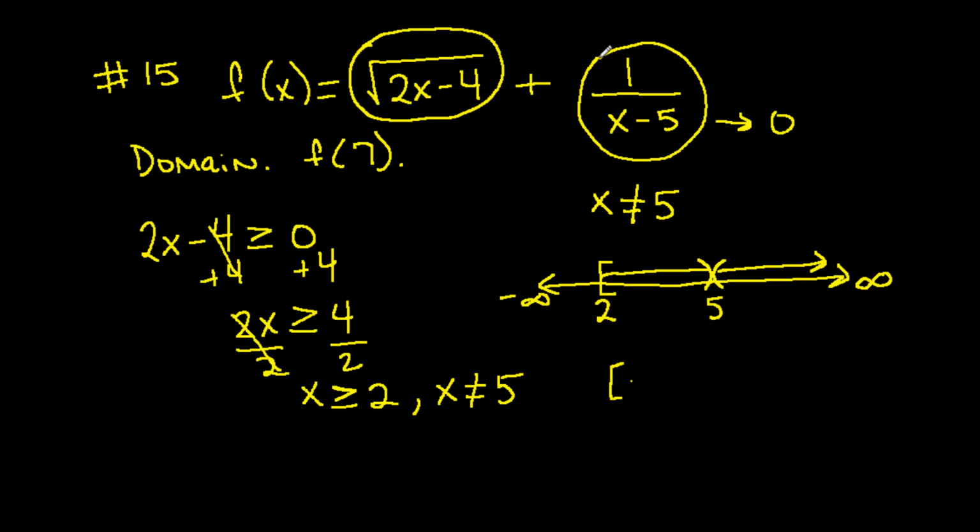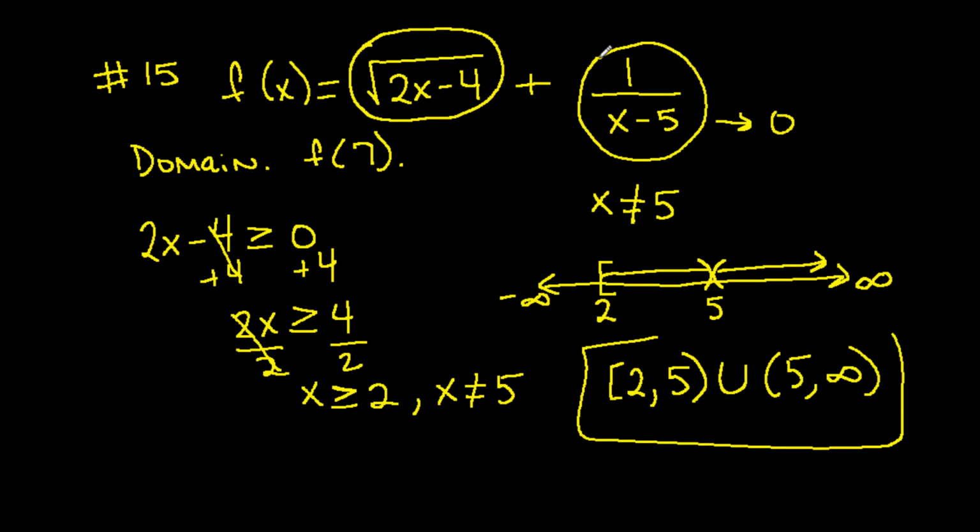So now let's write that in interval notation. Bracket 2 means we include 2, comma, we go all the way to 5, parentheses around 5 says 5 is not included, and then we have another interval to include, 5 to infinity. So we need to use the union symbol, which means or in math, so our solutions are greater than or equal to 2 and less than 5, or greater than 5 all the way to infinity. So that's the final answer in interval notation.